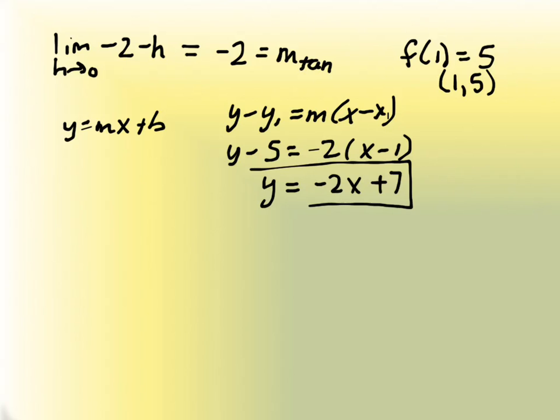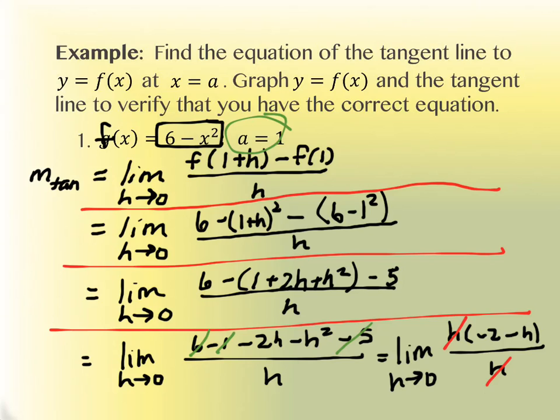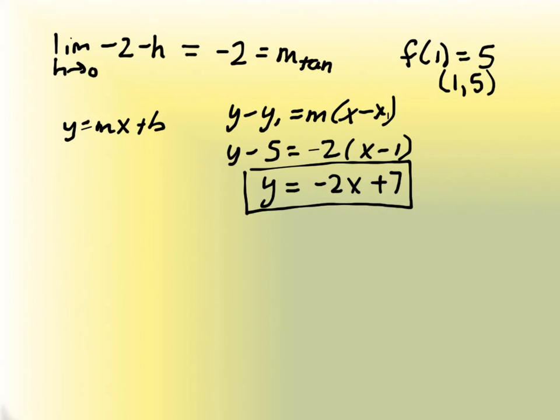So this is the answer to the question, but it asked us to do one other thing. What did it ask us to do? Graph it. So let me show you how you do that. Grab your calculator out for me. In your calculator, I want you to put the original equation, 6 minus x squared, into y1. And into y2, I want you to put this new equation that you just found, negative 2x plus 7. You can do a standard zoom window. That's a zoom 6, which is a 10 by 10 window.